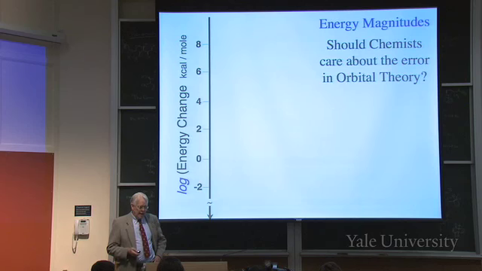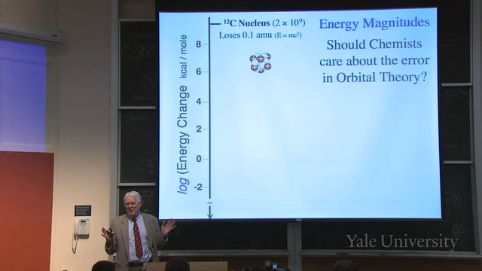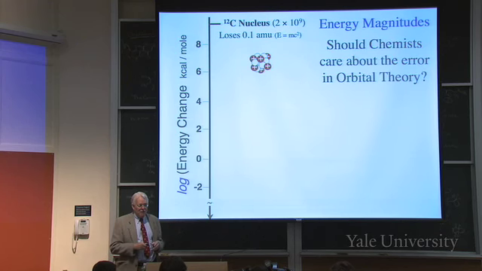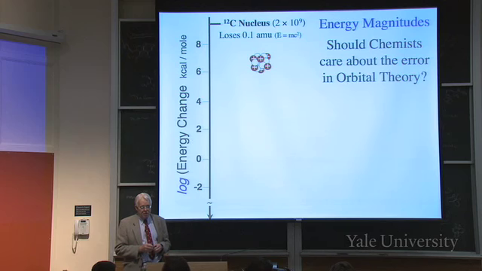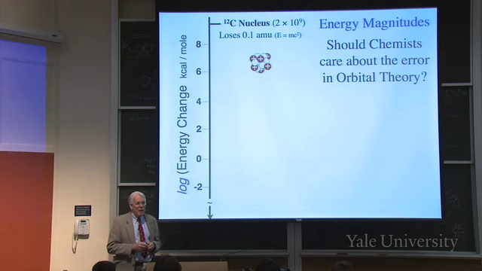So here is a scale, a logarithmic scale of the energy changes that occur when things happen. And how big are these energy changes? Let's start at the beginning. So we take a bunch of neutrons and protons and bring them together to make a nucleus, and energy comes out, right? And the amount of energy that is given off when a C12 nucleus is formed is 2 × 10⁹ kilocalories per mole.